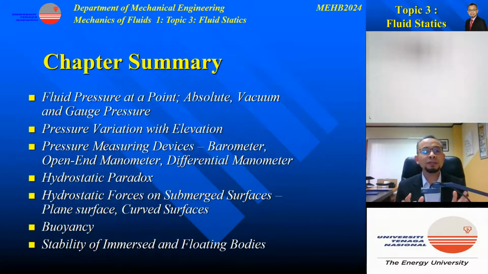So in this chapter, first of all, we look at fluid pressure at a point, and then we define absolute, vacuum and gauge pressure. After that, we look at the formula that gives us how pressure varies with elevation. Then we look at pressure measuring devices: the barometer, which is an apparatus to measure atmospheric pressure, and then apparatus to measure pressure in general, which are the open-end manometer and differential manometer. Then we look at a paradox, which is called the hydrostatic paradox.